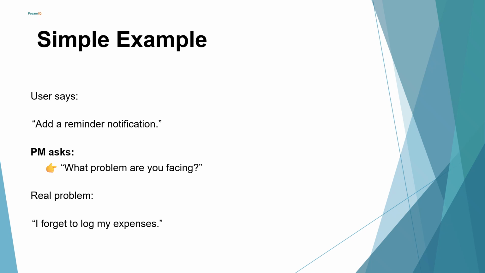Now, let's take a look at this simple example. Imagine a user says, add a reminder notification. This is a feature request, right? The PM doesn't just go ahead and start building a reminder notification. The PM has to ask, what problem are you facing? And then the user might say, I forget to log my expenses. You see, the PM has gotten the why of building a reminder notification.